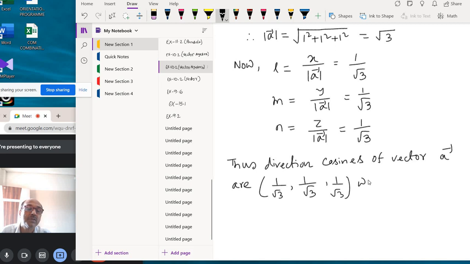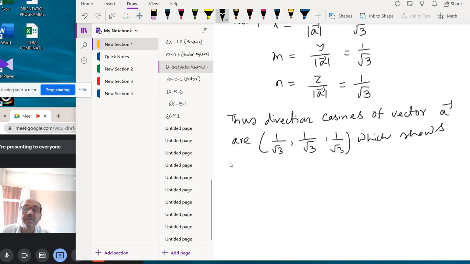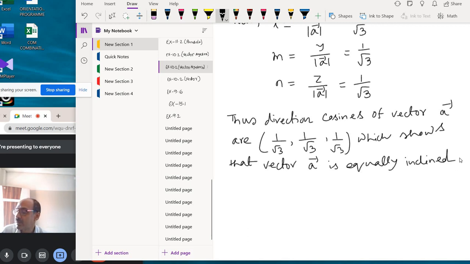Okay, which shows that vector A is equally inclined to the axes OX, OY and OZ. Okay. Next, question number 15.